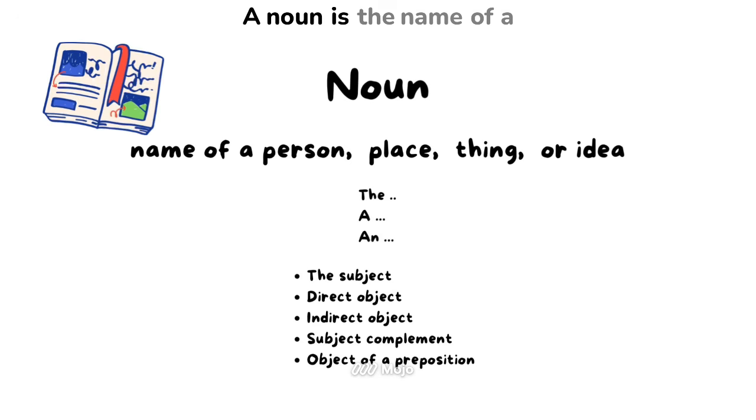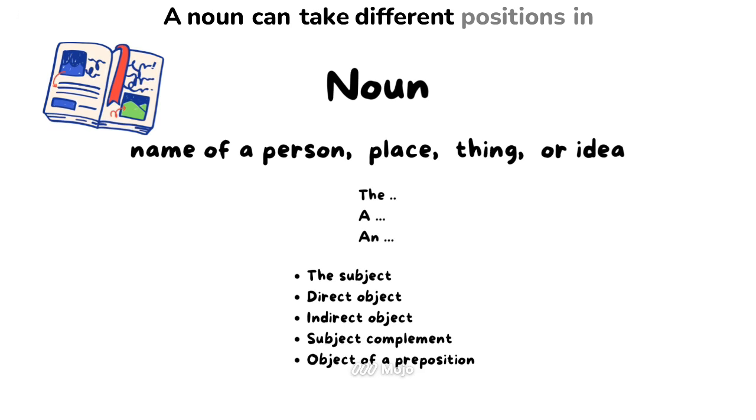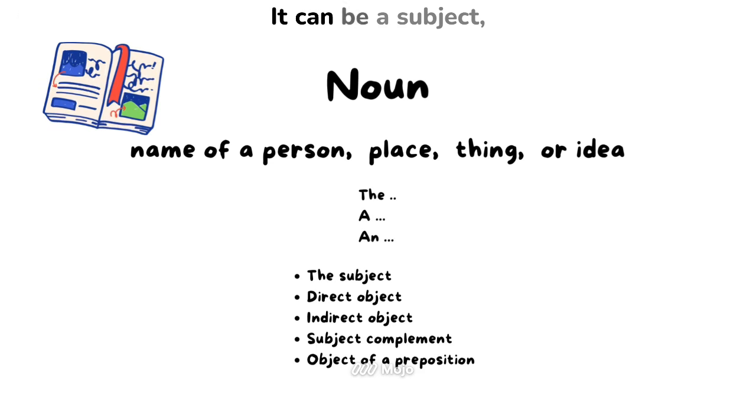A noun is the name of a person, place, thing, or idea. We often use it with an article like the, a, or an. A noun can take different positions in a sentence. It can be a subject, like in technology helps us. Technology is the subject. It can be a direct object, like we use computers. Computers is a direct object.